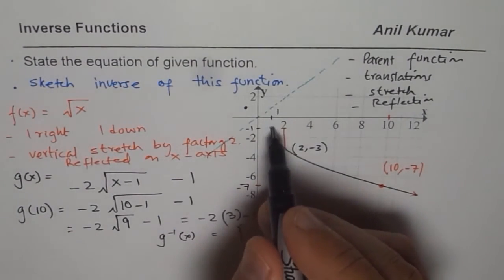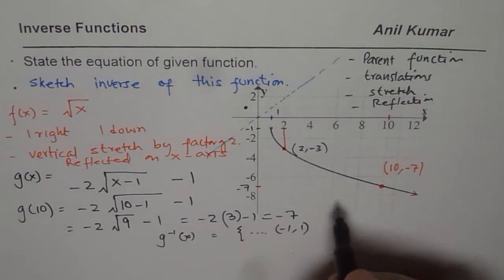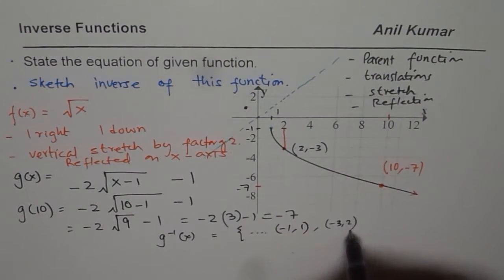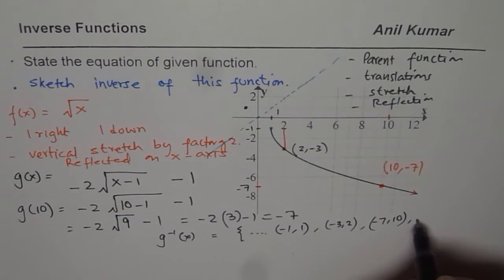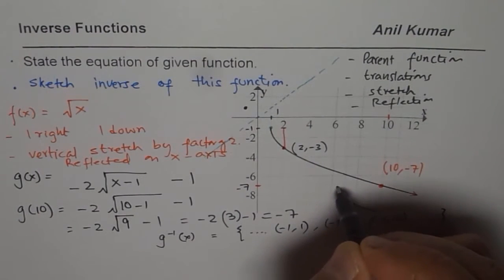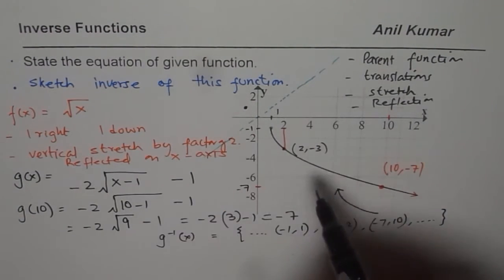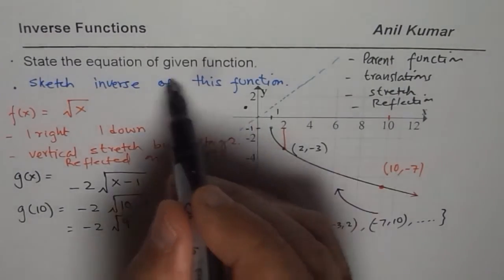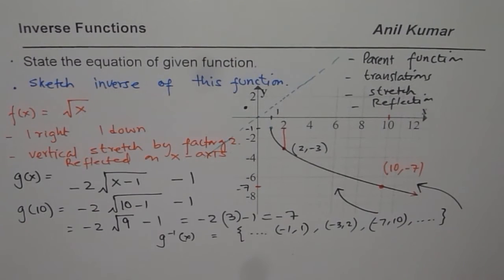So when I flip 1 and minus 1, I get minus 1, 1. And when I flip this, I get minus 3, 2. And when I flip this, I get minus 7, 10. So joining these points with kind of a parabola. So the sketch will be kind of a parabola, right? I mean, in this case, it will not be going upwards. As the points will follow, it will rather go kind of like this, right? So that is how you have to sketch this particular function. Do it on your own. Thank you and all the best.